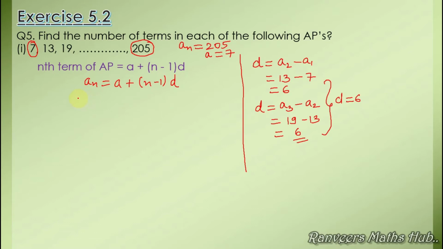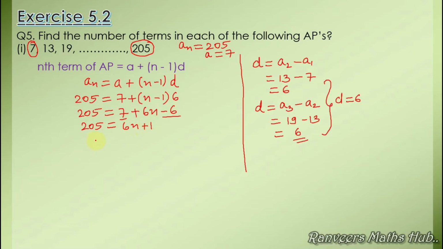Now just put all the values in this formula. So what it will become? 205, which is equal to 7 plus n we have to find, so I will keep it as it is, and the value of d is what? 6. Now just solve this equation. So 205, which is equal to 7 plus 6n minus 6. Now what it will become? 205, which is equal to this 7 minus 6 will give you what? 6n plus 1. Okay.